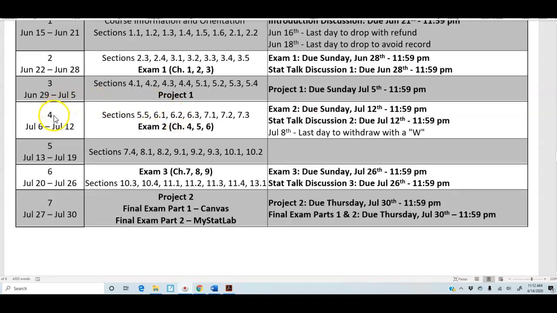And then on week 4, you will see all the sections that need to be completed, and you have Exam 2. So again, you want to make sure that all your assignments are completed and done by Sunday, July 12th, and you can take your Exam 2 anytime prior to July 12th. It is due that day. And on week 4, you have Stat Talk Discussion 2, which is also due July 12th.